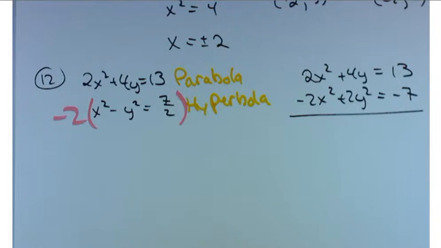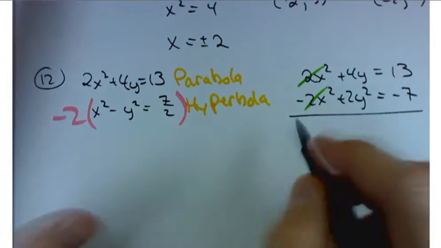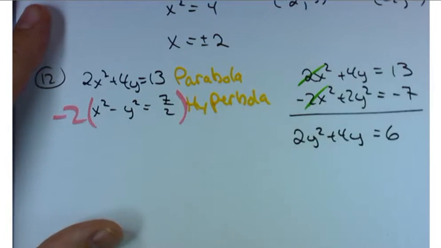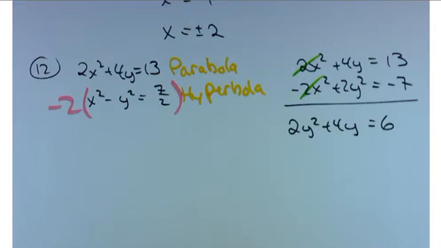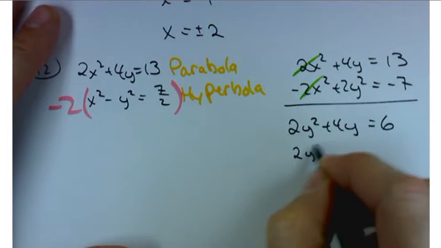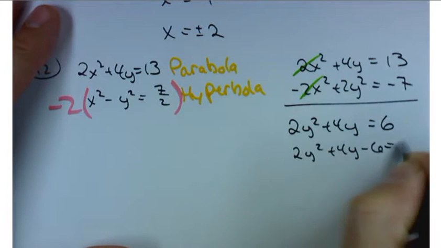You just got to be careful with adding these two together. You do get a little nice cancellation. The x squareds cancel. Can I add these two together? No, they're not like terms. One of them's a y, one of them's a y squared. So you just get 2y squared plus 4y equals 6. Okay, not so bad. Let's move the 6 to the side. 2y squared plus 4y minus 6 equals 0.